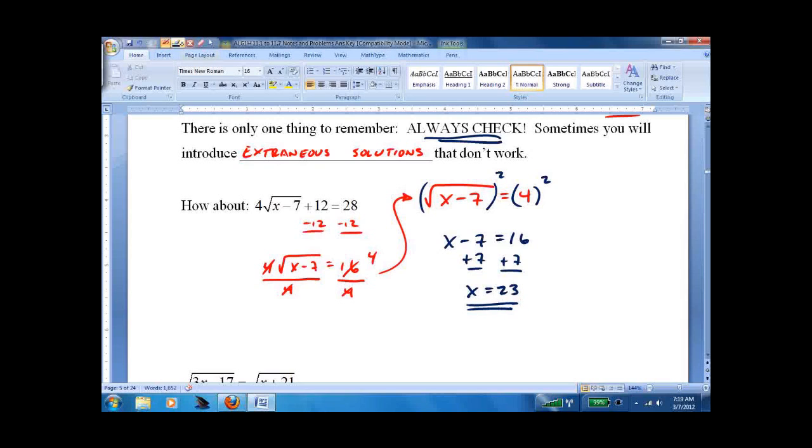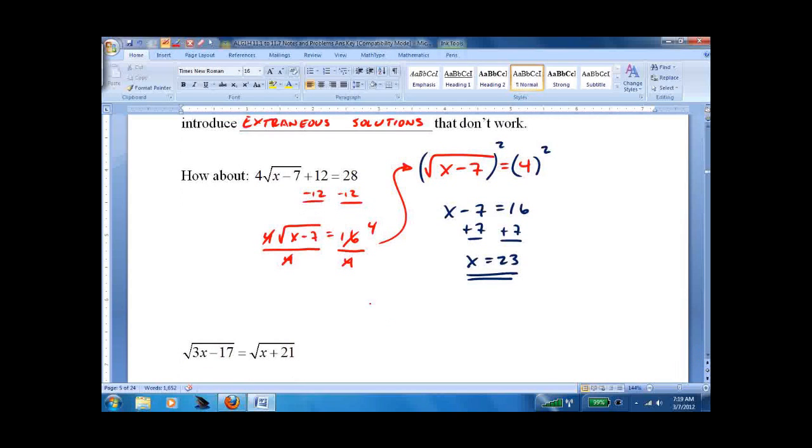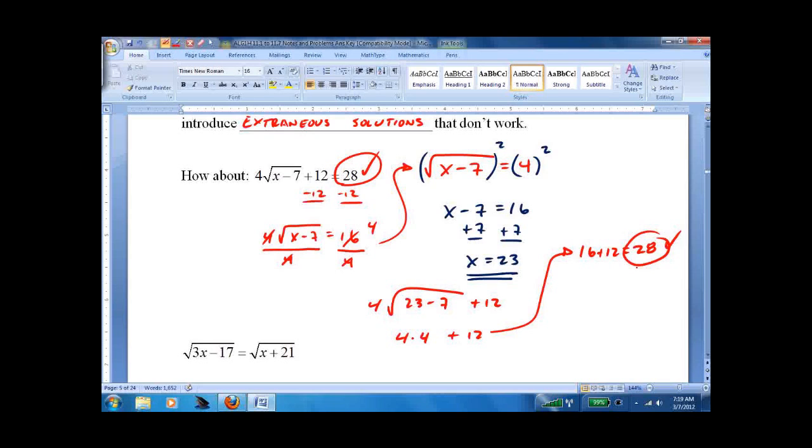Check if 23 works. 4 times 23 minus 7 plus 12. 23 minus 7 is 16. Square root of 16 is 4. 4 times 4 plus 12. 16 plus 12 equals 28. That's what we had up here. It works.